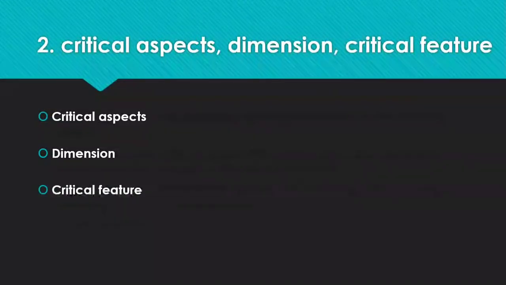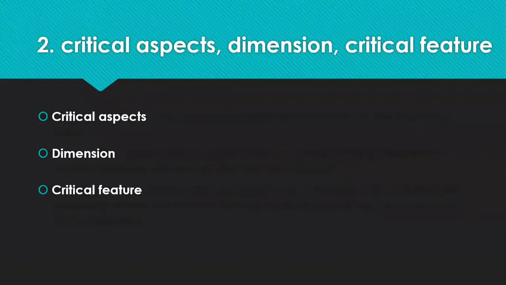Now, I'm going to introduce three key concepts in variation theory: critical aspect, dimension, and critical feature. Those three terms are really important in variation theory. All research that uses variation theory will mention those three terms. They are closely related but different, so I have to clarify them.